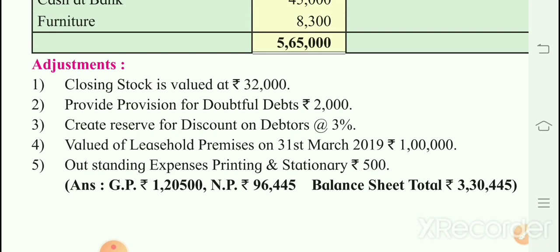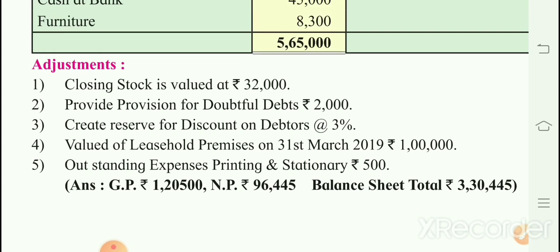The next adjustment: create reserve for discount on debtors at 3%. Now we have been asked to maintain a reserve amount for discount on debtors. Our debtors have demanded some discount. So for getting instant payment we are maintaining the discount at 3%.